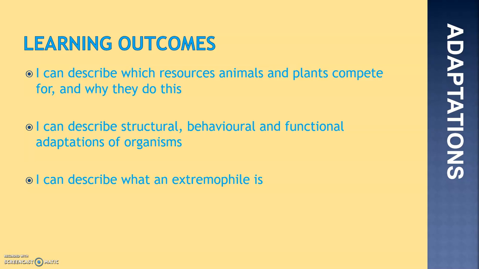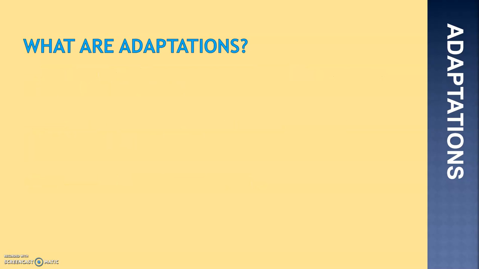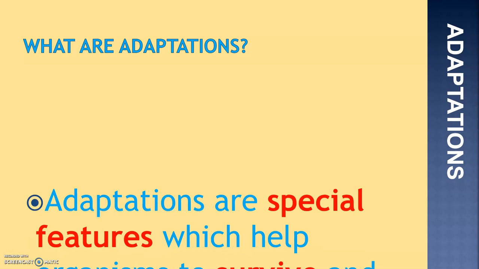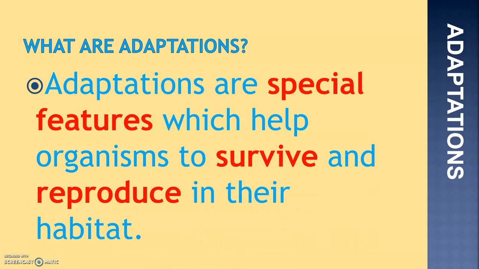But let's begin. So the first question we're meant to ask now is, what is adaptation then? What is adaptation? Now, adaptations are special features which help organisms to survive and reproduce in their habitat. So when we break that word down, there's no way you're going to survive if you're not adapted to the environment. The reason why humans survive on Earth is because we are adapted to Earth's environment, okay?